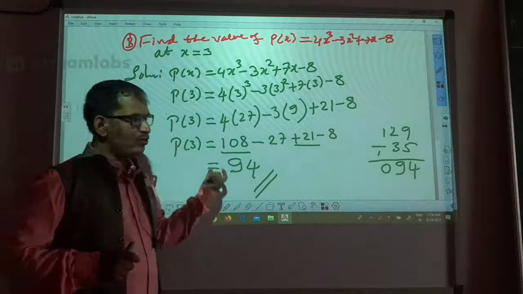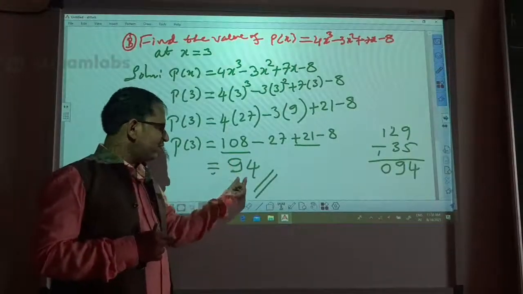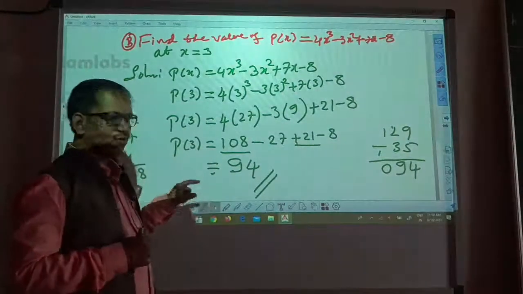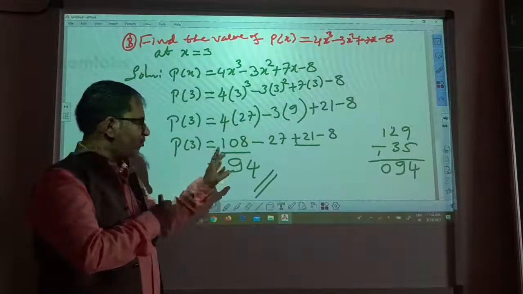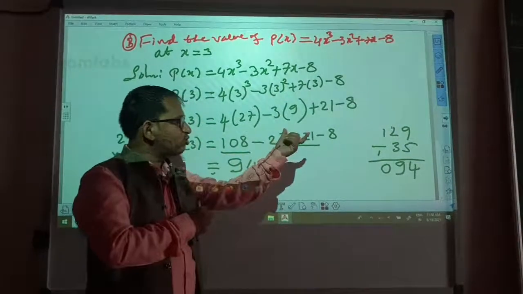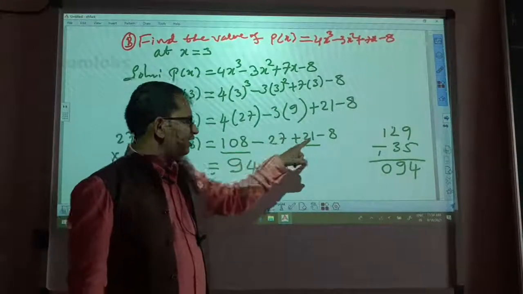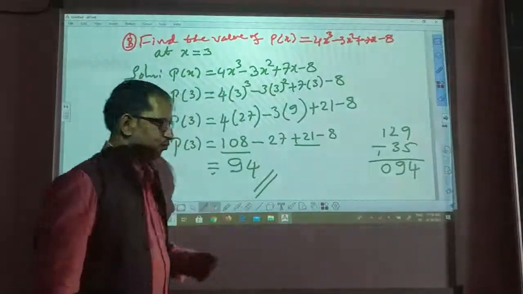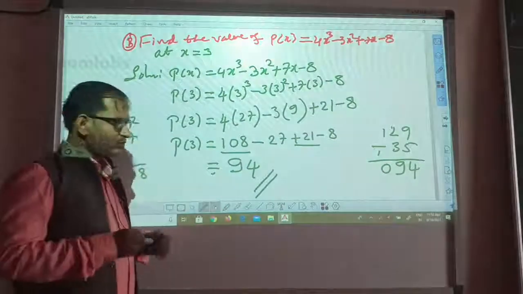Just check if it is right or wrong. You have to check whether this is correct or not. While solving, if we make any mistake and write something wrong, then the whole problem will be wrong. So write these numbers carefully. Observe once again. 108 plus 21, both are positive, so we add them. That is 129 minus 27 minus 8. Both together minus 35. So 94. So this is the answer which we solved.